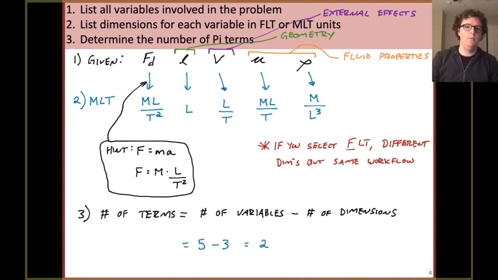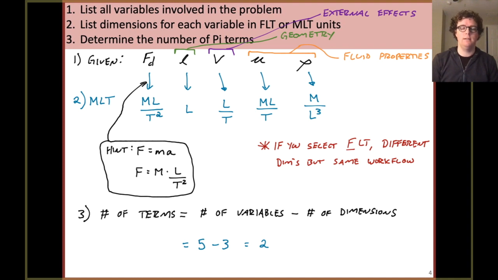So in this problem, we have 5 variables. Those are written in black across the top of the page. And we have 3 dimensions: mass, length, and time. It is possible that you don't have 3 dimensions. Perhaps you have a problem in which the time scale doesn't show up or the length scale doesn't show up. But in this case, we have 3 dimensions.